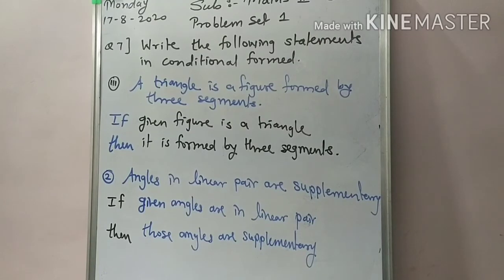Understood, students? So always remember, in the if part you have to write down the given part. Like here, the given angles are a linear pair, then those angles are supplementary. Similarly here, we define that a triangle is formed by 3 segments. So we write: if the given figure is a triangle, then it is formed by 3 segments. So here we have some examples where we write statements in conditional form, or conditional statements.